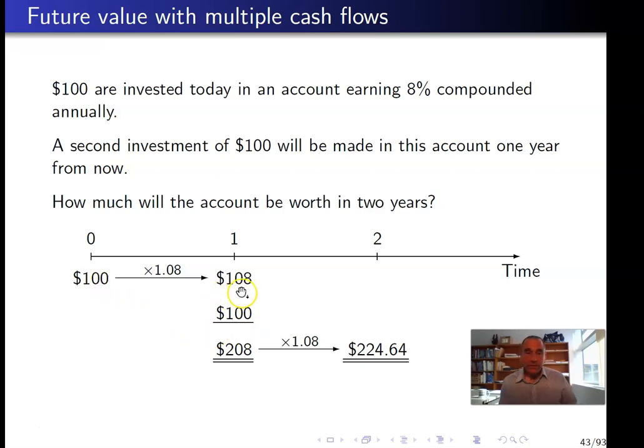So after 1 year, the initial investment is worth 108. So 100 plus 8% interest. We add $100 in the account. So after 1 year, at the beginning of the second year, there's $208 in the account. Everything in the account earns 8%. So at time 2, we end up with $224.64.